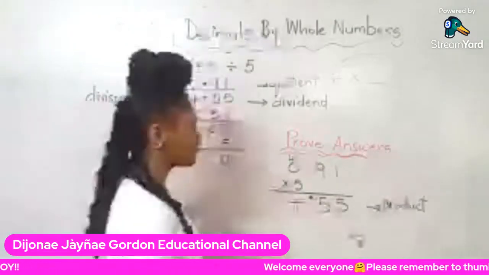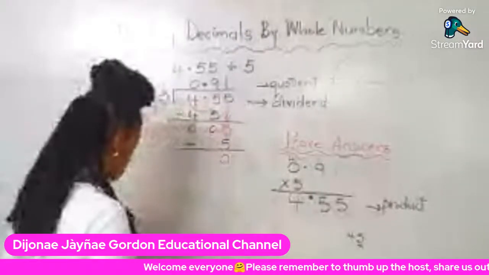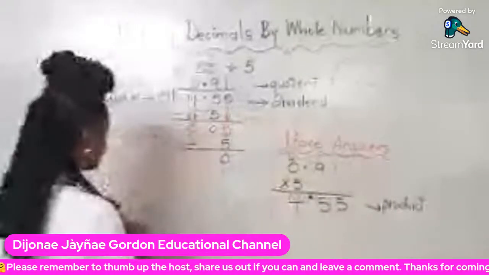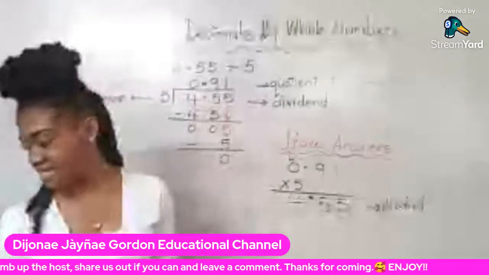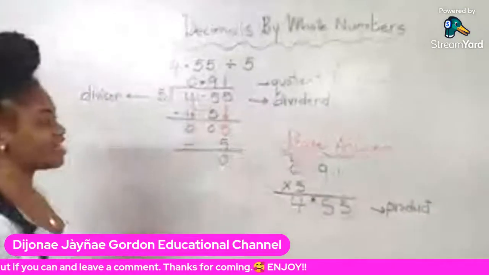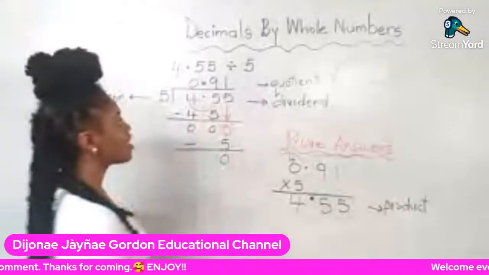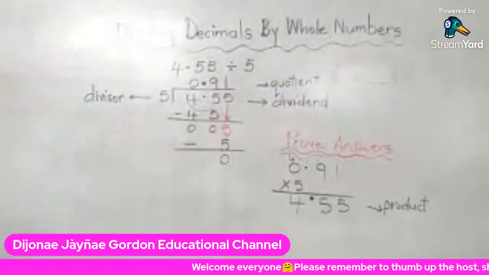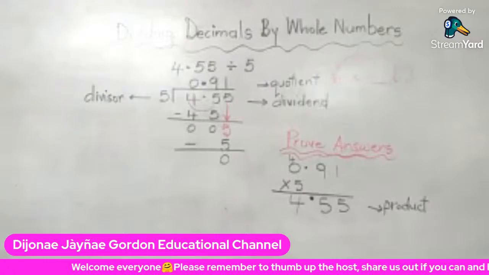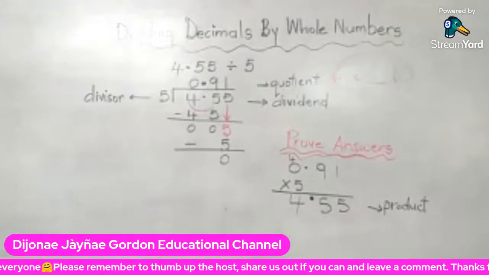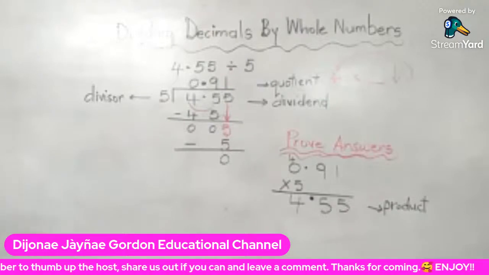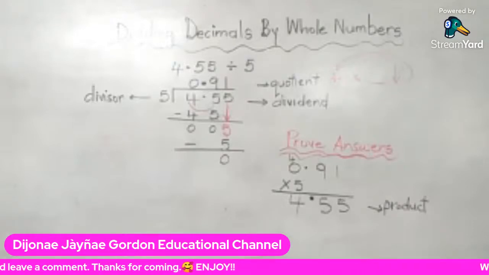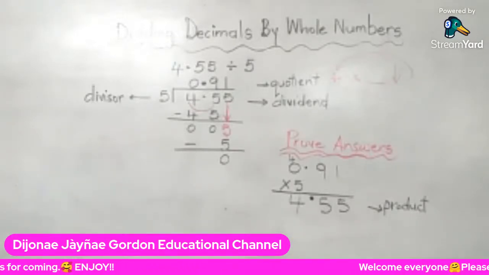So check to see if your product and your dividend are the same. If they are the same, then that is telling us that our quotient is correct. All right? So if it is correct, then we are doing great so far. And of course, it is correct. So that is showing you that our answer is correct. Great going, guys. Great going.